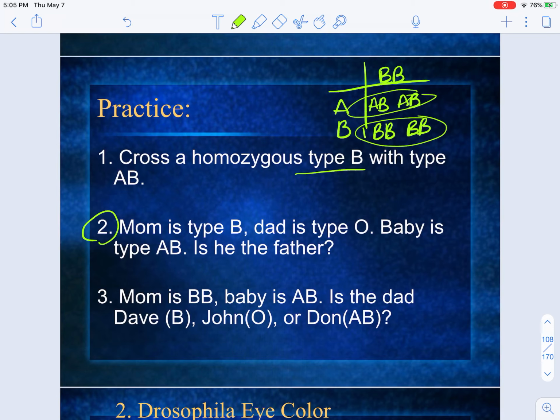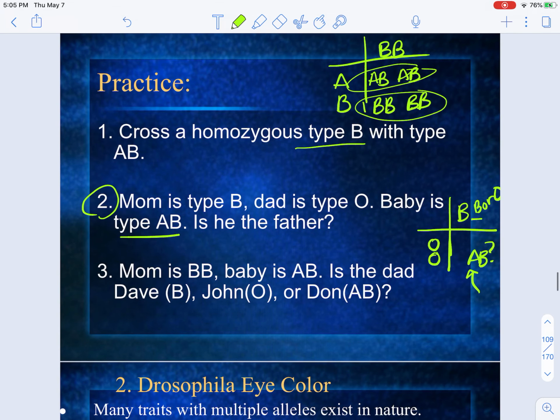Number 2, with paternity questions, they're saying mom is a type B. You don't know what her second gene is, and dad is a type O, but you can check whether it's possible for them to have an AB baby, and it is not. If she is type B, she either has a B here or an O here, and that means that this A could not have come from this dad. So you can definitely answer the question that he is not the father.